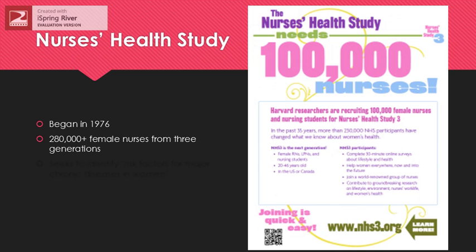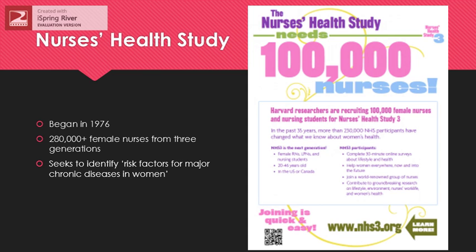The picture that you see on the right-hand side of the slide is the recruitment flyer. They are currently recruiting for Nurses Health Study 3, so this is really the 3rd generation study. They're looking for 100,000 nurses and nursing students. So you could actually still be a part of this study today, which is really cool.